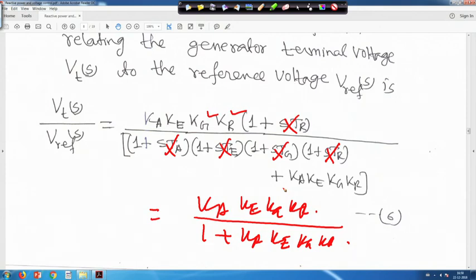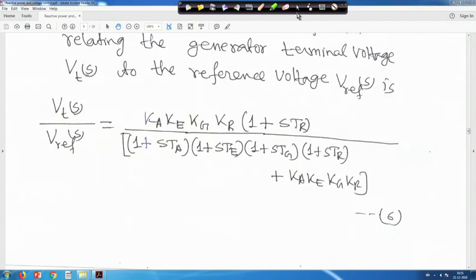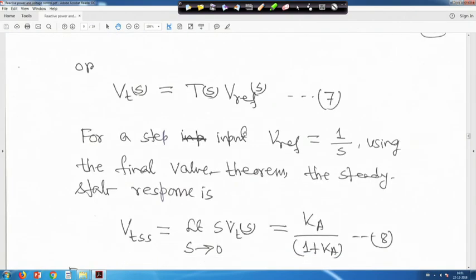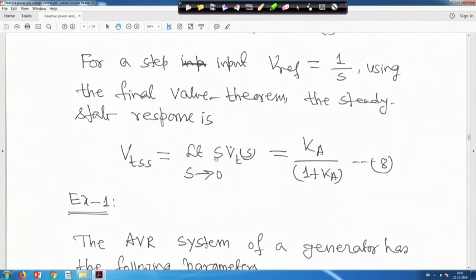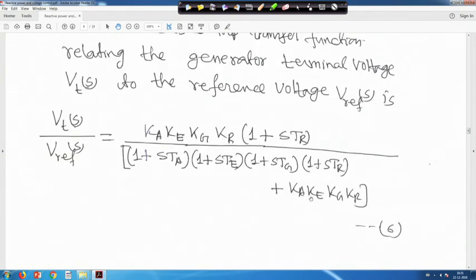For the sake of understanding, for example, if we take this approximately it is K upon 1 plus K. That is why we are writing here that for a step response VTS steady state will be K upon 1 plus K, based on whatever we wrote, Ka, Ke, Kg, Kr, and this is also Ke, Kg, Kr.